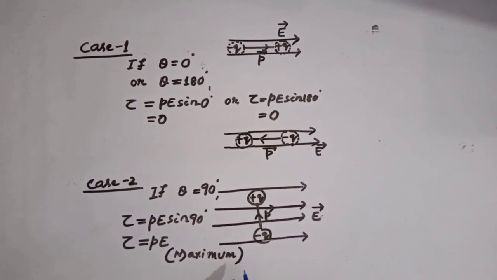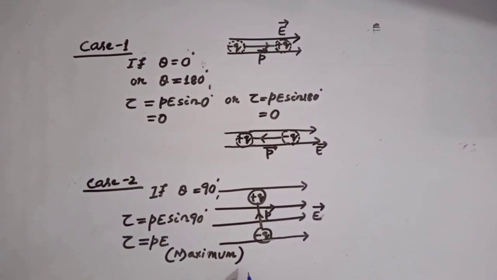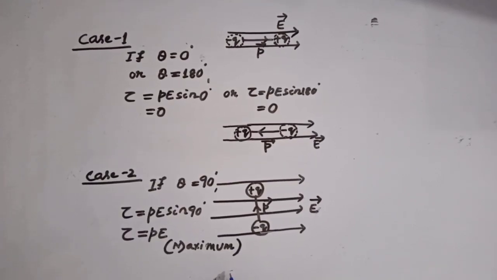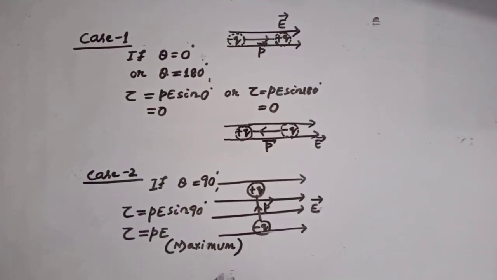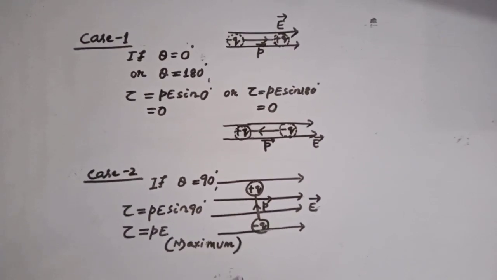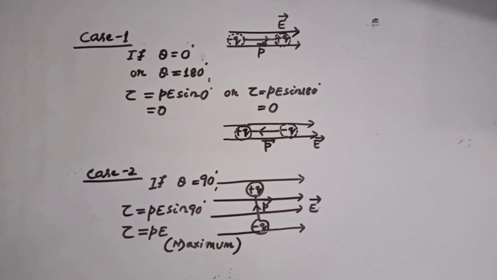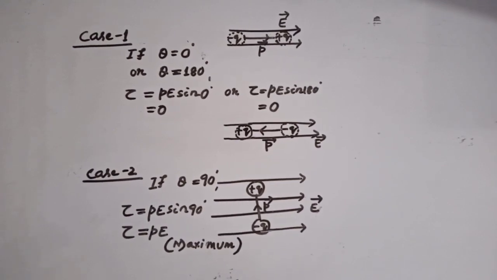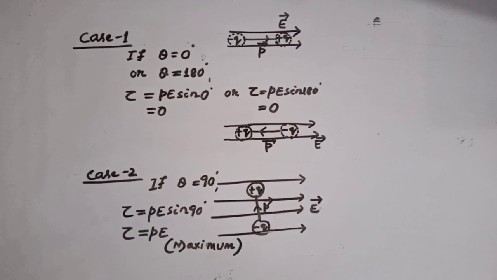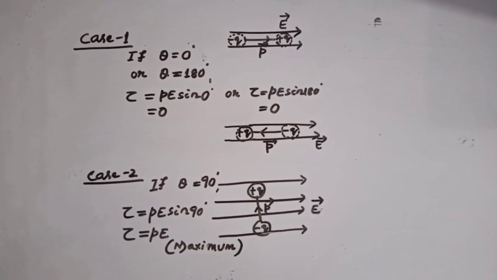Thus, in this video, we discussed the net force experienced by the dipole placed in a uniform electric field, placed in a non-uniform electric field, the torque experienced by the dipole, and the torque experienced when the dipole is aligned along the field, and when the dipole moment makes 90 degree with the electric field.